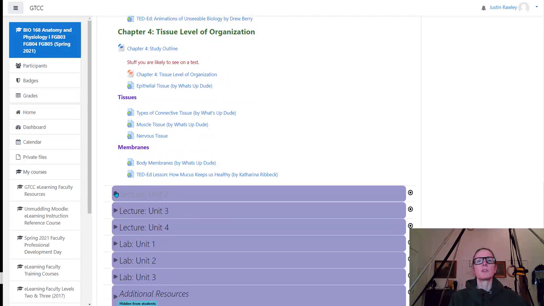The next thing you'll see is we have 4 lecture units. What does that mean? That means we're going to have 4 lecture tests, and those will be occurring about every 4 weeks within the course.